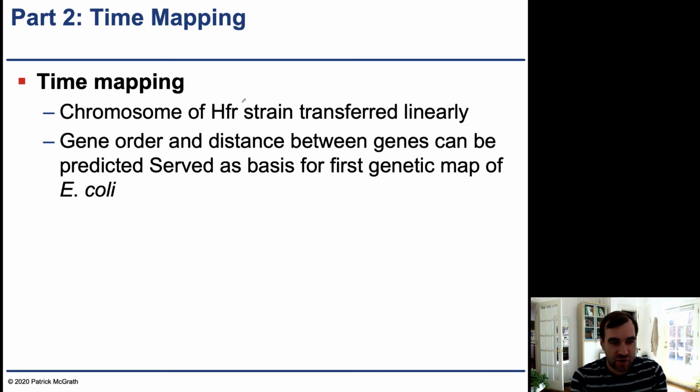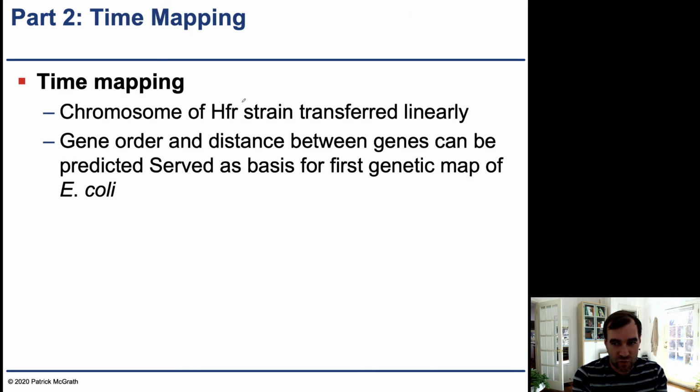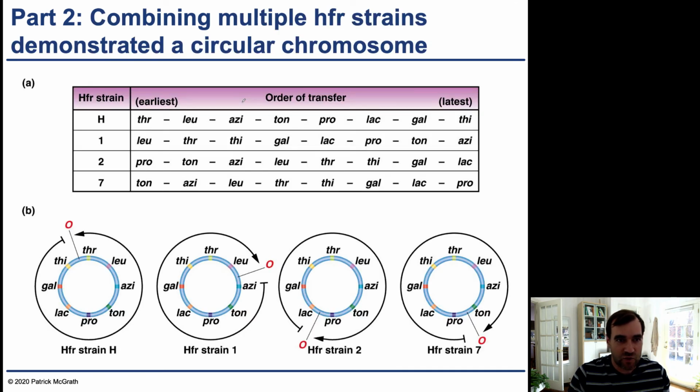So this was able to show that the chromosome of Hfr strains was transferred linearly, and the gene order was able to be predicted, and it was also able to demonstrate a circular chromosome. So now the idea is that you take a large number of Hfr strains that each have a different integration point. This just shows where exactly the F factor has integrated into the chromosome. By using that, you can map out a large number of different genes, and then they were able to show that it was circular in nature as well.